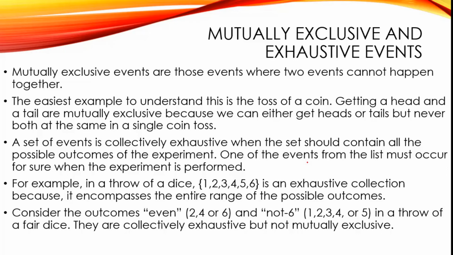Consider the outcome even. What is the chance of getting even? 1 by 6, 1 by 6, 1 by 6, so 2, 4 or 6. And not 6 means 1, 2, 3, 4 or 5 in a throw of a fair dice. So they are collectively exhaustive but not mutually exclusive. As I said, for a coin also it is 1 by 2, 1 by 2, so both are mutually exclusive.